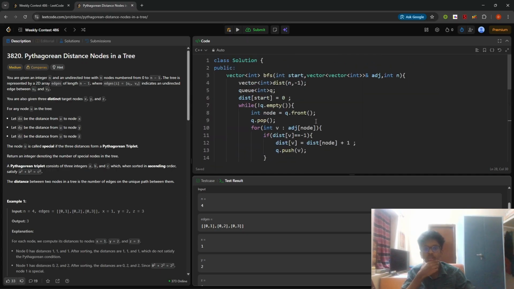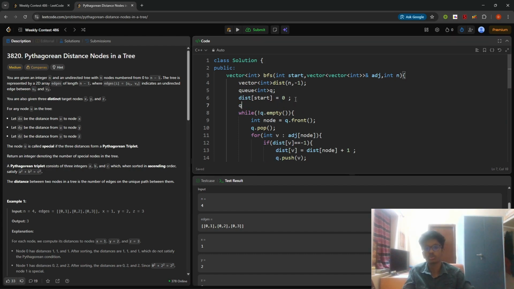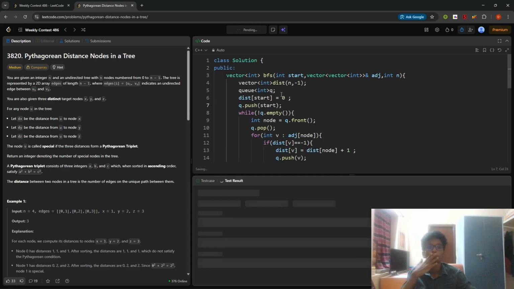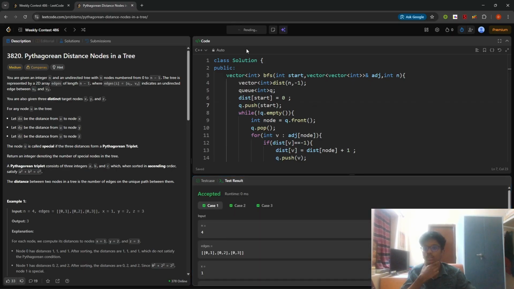That means we messed up somewhere at the BFS itself. So we have a distance array n minus 1 and a queue q, and okay, we forgot to do q dot push. Done. The third problem is done.